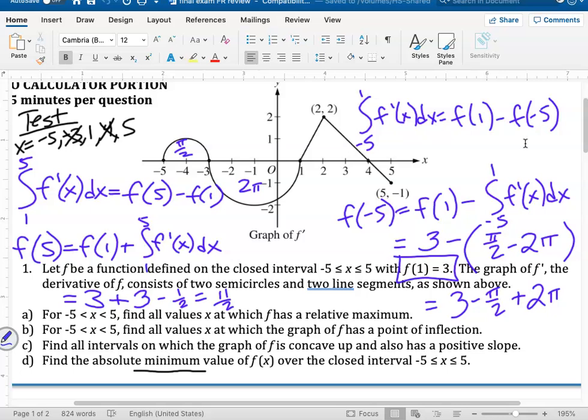Well, 2 pi is around 6. This is plus 3, so 9 minus 1.5, roughly 7.5-ish, right? So this is like around 7.5-ish. This is around 5.5. So that's our absolute min. It's 3. Because that's our lowest value.